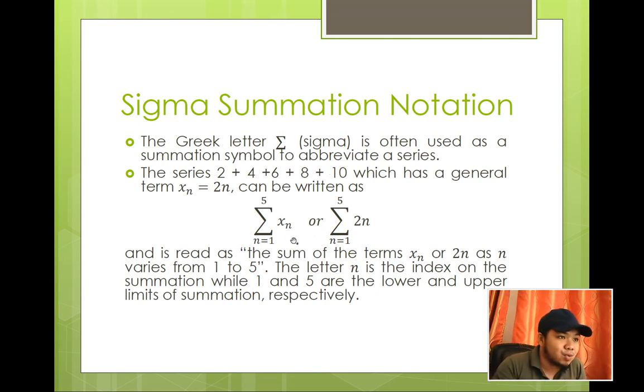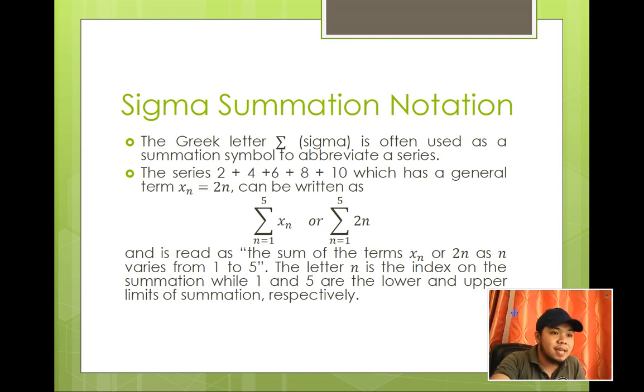Ganyan po natin sila isusulat. So, sigma, then x sub n, tapos 5. Bakit 5? 1, 2, 3, 4, 5 is equal to n equals 1. Or, pwede rin naman itong isa pang sample na to. And is read as the sum of the terms x sub n or 2n as n varies from 1 to 5.